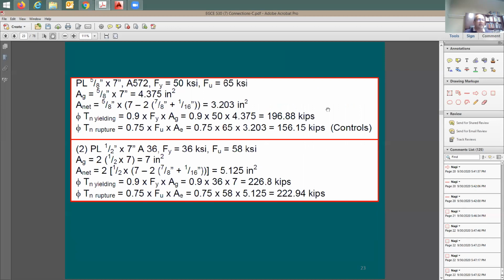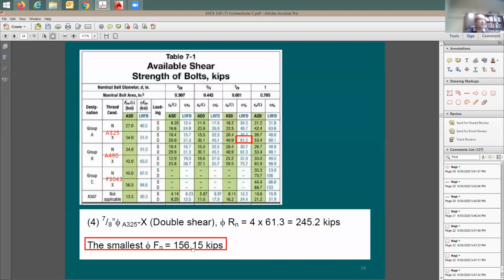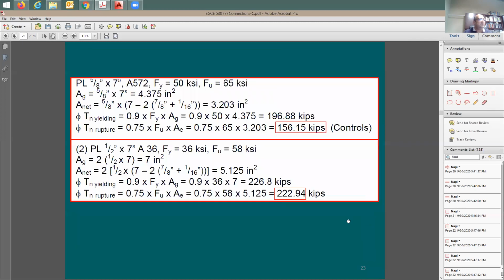So for the 1 plate, the grade 50, the strength is going to be 156. So let me put this in the box. This is going to be the strength of 1 plate, which is on the left-hand side. For the 2 plates, the A36 is going to be 223 kips, roughly. Okay? For the bolts, it's going to be 156. Excuse me, 245. Now, which one is the lowest? Now I need to compare the 3 values. 245 versus 156 versus 223.